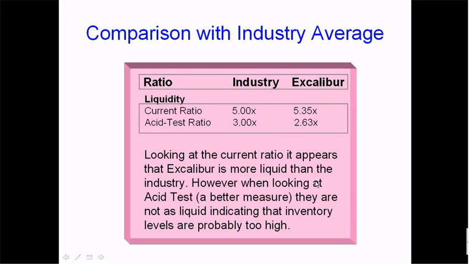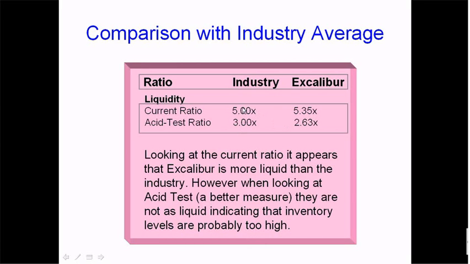However, when looking at the acid test ratio is always a better measure compared to current ratio, because here I removed the inventories. I removed what I think is difficult to be converted into cash. I am only looking at liquid current assets. So of course this is a better measure lah. Right? So when looking at the acid test ratio, they are not as liquid compared to the industry, indicating that inventory levels are probably too high.